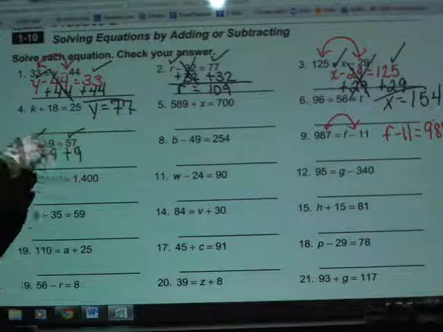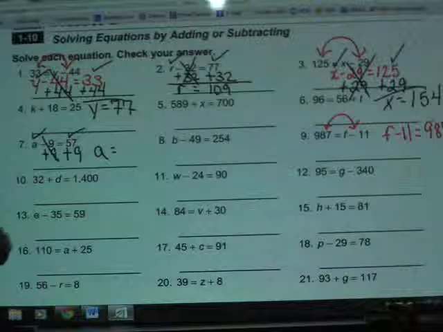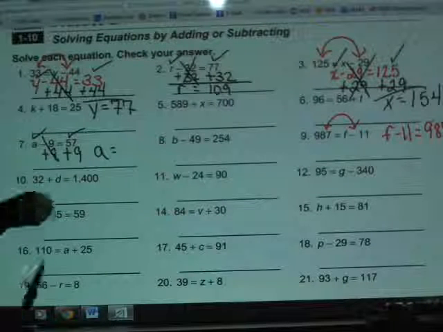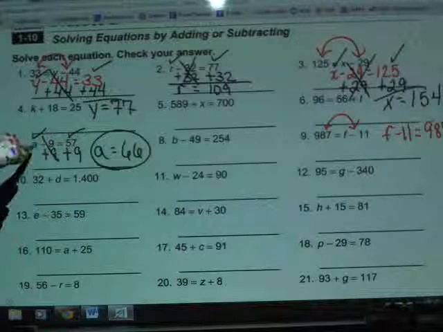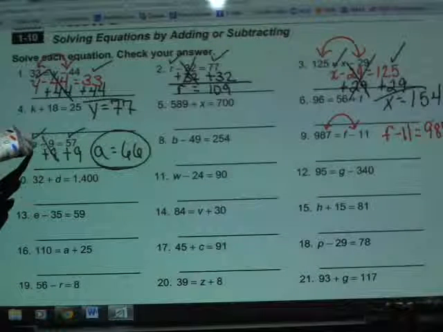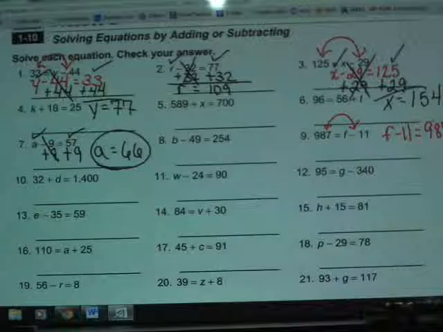The minus 9 plus 9 washes each other out and leaves me a. And then I've got 57 plus 9. That's going to go together to make 66. And that must be my solution. 66 minus 9 does make 57. Since the other side says 57, the whole thing checks.